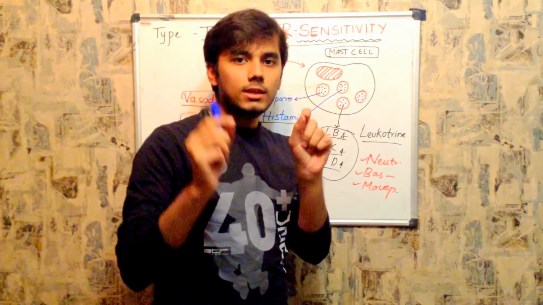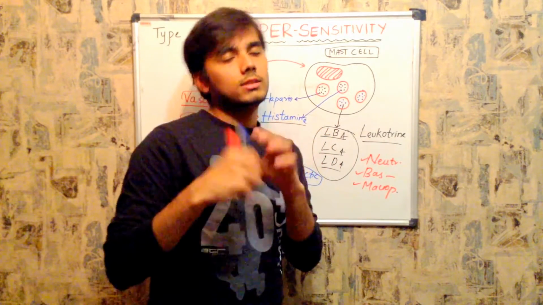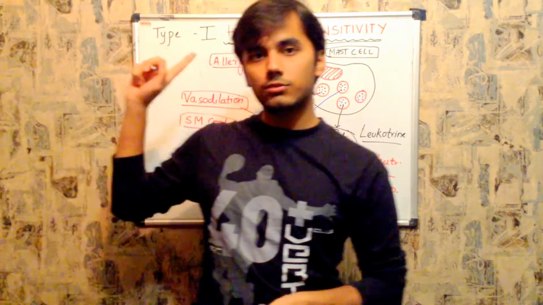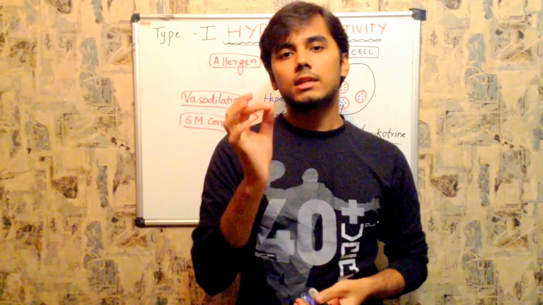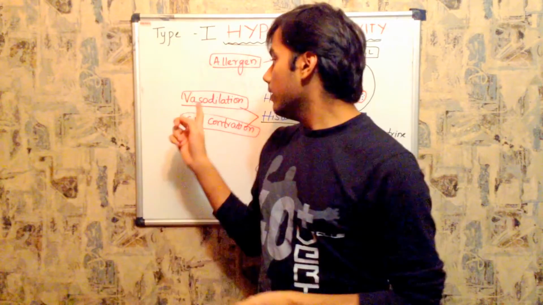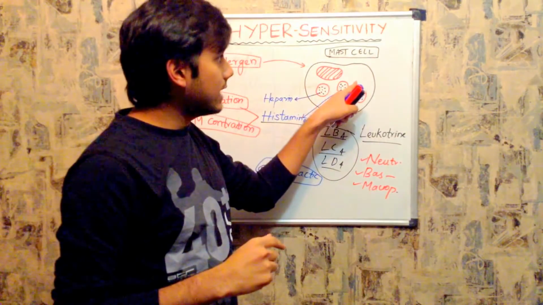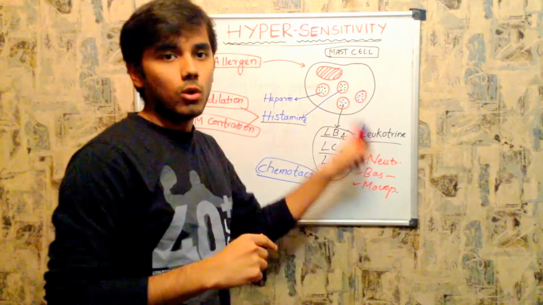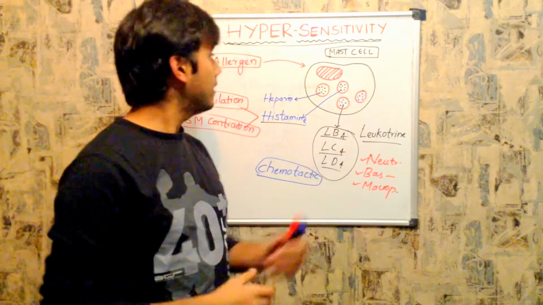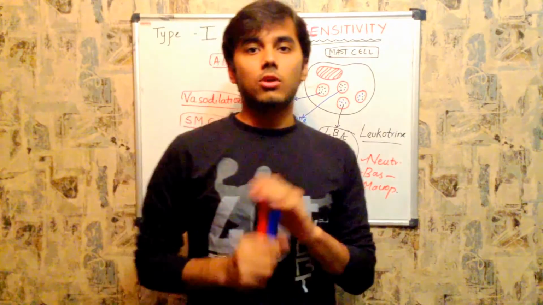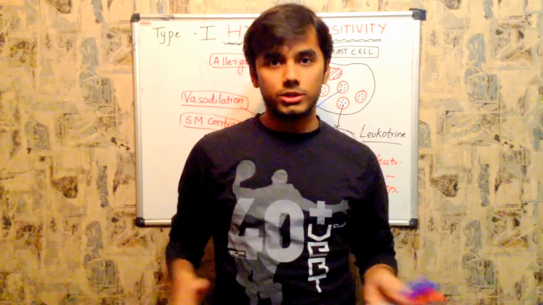I also told you that an allergen is any particle that enters into your body and starts hypersensitivity reactions. That particle is considered to be an allergen. Whenever an allergen enters into your body, it causes activation of mast cells and leads to all these processes. Now, the question is, do all allergens affect the entire population or not?